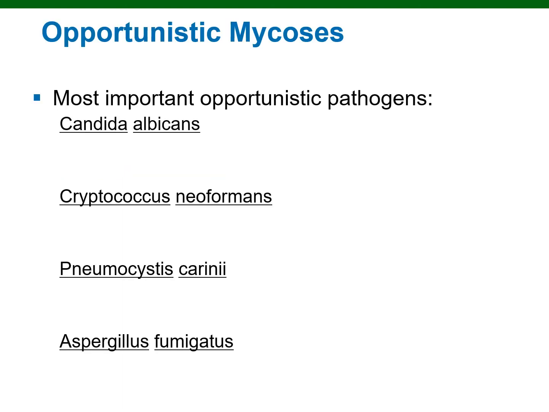There are 4 different organisms that are very important in the opportunistic category of fungal mycoses. We have Candida albicans, Cryptococcus neoformans, Pneumocystis carinii, and Aspergillus fumigatus. Looking first at Candida albicans, this is the genus and species that is the cause of the common yeast infection.